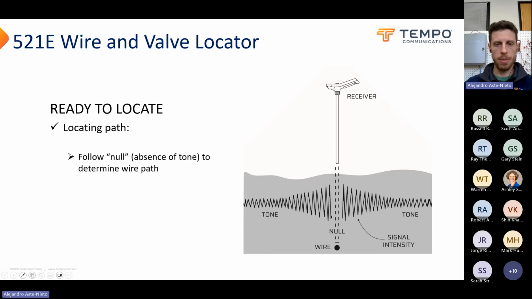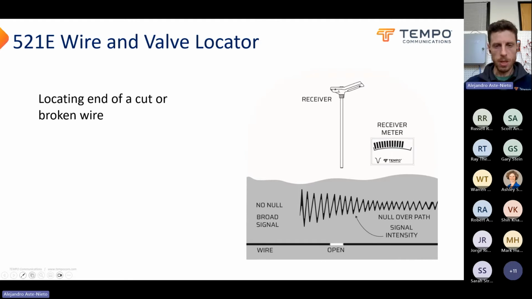So as we're tracing the path, we're actually looking for a silence in between two high signal peaks next to the wire path. The 521A and 521E have the null antenna, so you're always going to be looking for that silence in the middle of two big peaks in tone when you're following the path. That tone, that null, will sometimes go away for one reason or another.